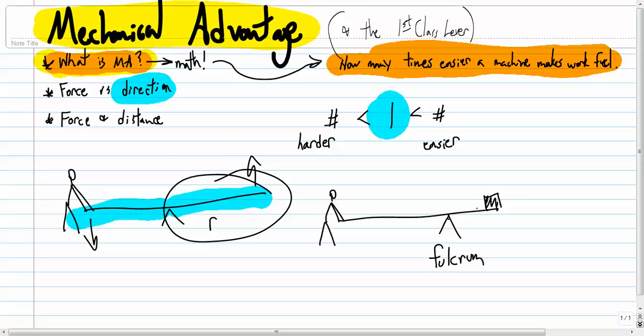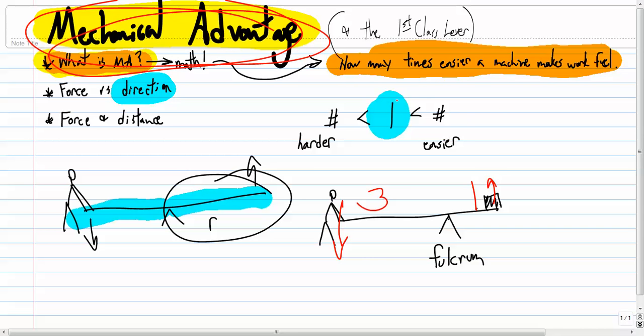Let's say this side is 3 units long, and this side is 1 unit long. That means that if I push down on this side, this object is going to go up, and it's going to feel 3 times lighter. So my mechanical advantage is going to be 3. That's great. I get to push down on this side, and whatever's on this side feels 3 times lighter. So I can lift all kinds of stuff that I normally couldn't lift if I have a lever like this.